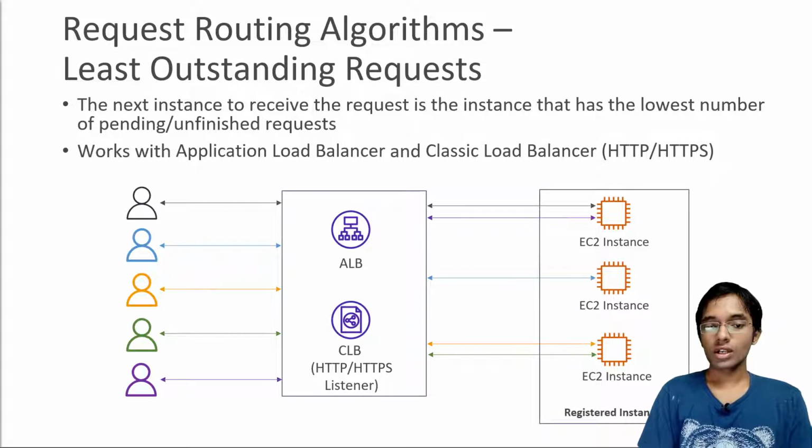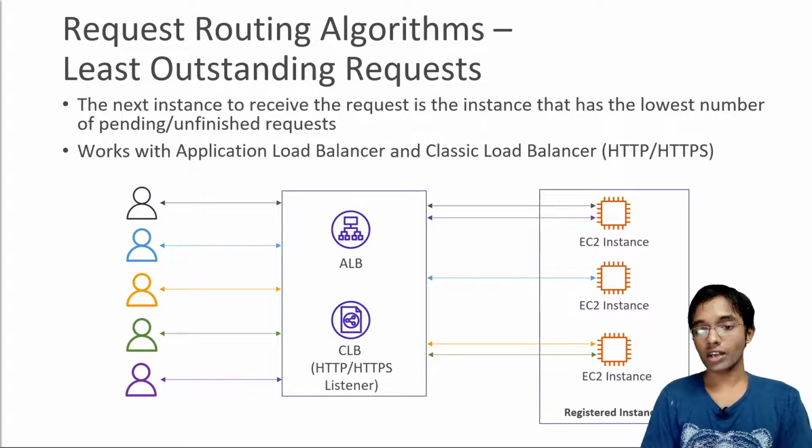There is one called least outstanding requests, where the next instance to receive the request is the instance that has the lowest number of pending or unfinished requests. So basically the instance that is currently the least busy is the instance that will receive the next request. Which makes sense, right? Because if an instance has fewer requests than others, then maybe it has more capacity to receive these requests. It's available for the application load balancer and the classic load balancer.